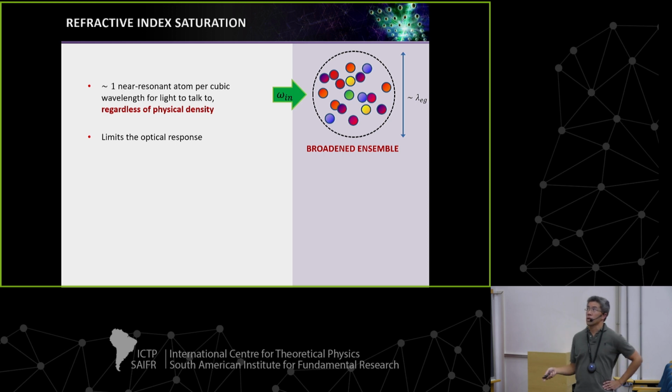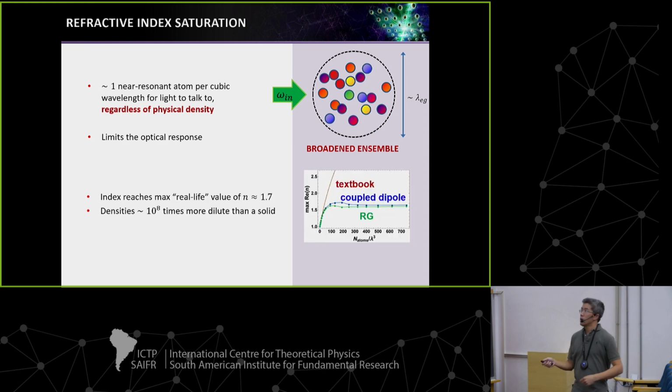It limits the refractive index. And in fact, you can do that calculation more carefully. So if you believe in this renormalization group argument, when you re-examine the maximum refractive index as a function of density, you see that this renormalization group argument predicts a maximum index of 1.7. So that's kind of neat. It's a very minimal model, but you get back a real-life answer of refractive index.